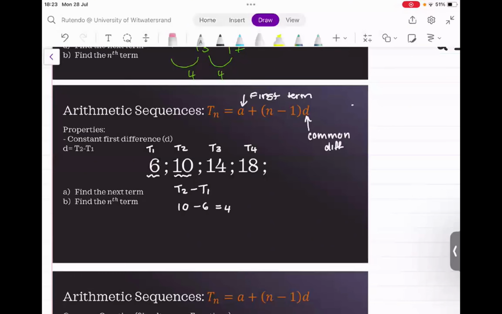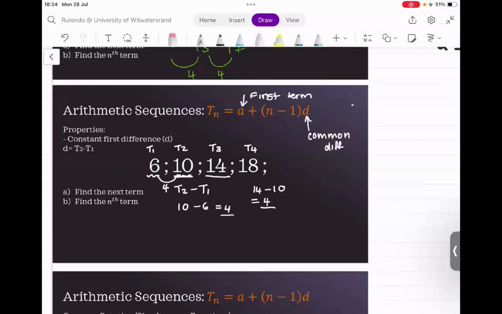In a lot of cases, they won't tell you that this is an arithmetic sequence. You have to kind of figure it out, right? So let's see what we would use to check. My first difference is 4. The difference between these two is 4. Let's see the difference between this one and this one. 14 minus 10 gives me, again, 4.